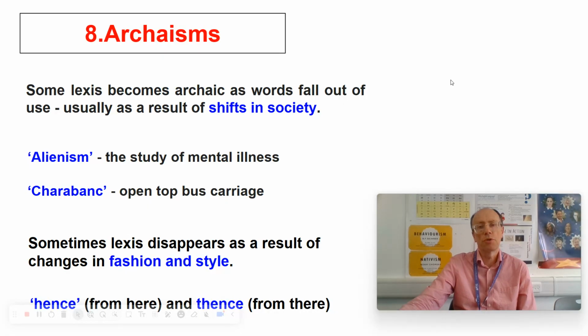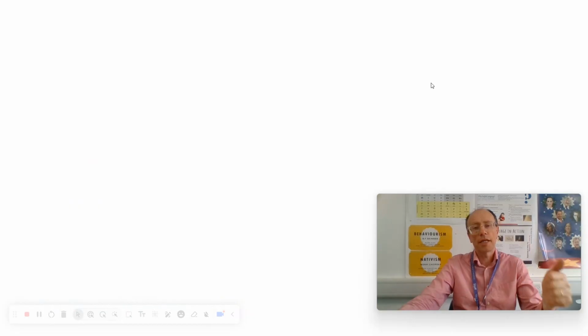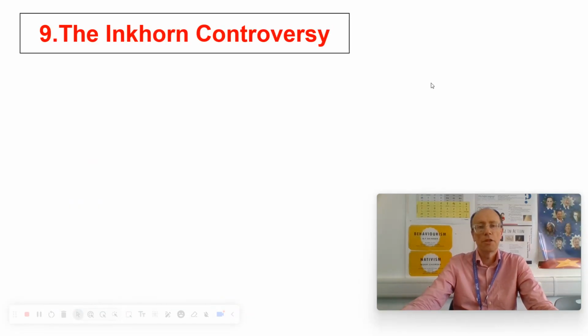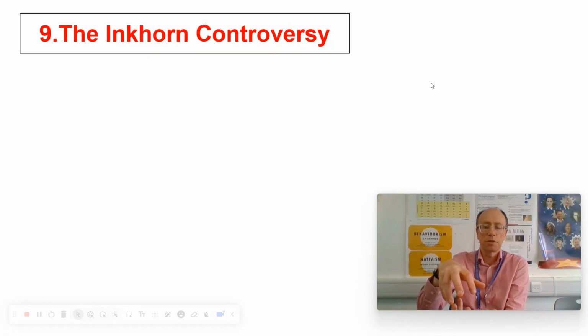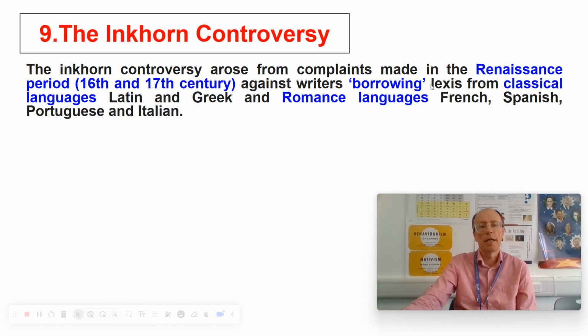Okay, we are halfway through this first video about the AO2 language change concepts. We're now going to get into language change concept number 9, the good old inkhorn controversy. Now, an inkhorn is one of those vessels where you put your pen and your ink, right? And it's a metonym. So the inkhorn controversy arose from complaints made in the Renaissance period, and here we're talking about the 16th to the 17th century, about writers borrowing lexis from classical languages like Latin and Greek and Romance languages like French, Spanish, Portuguese and Italian.